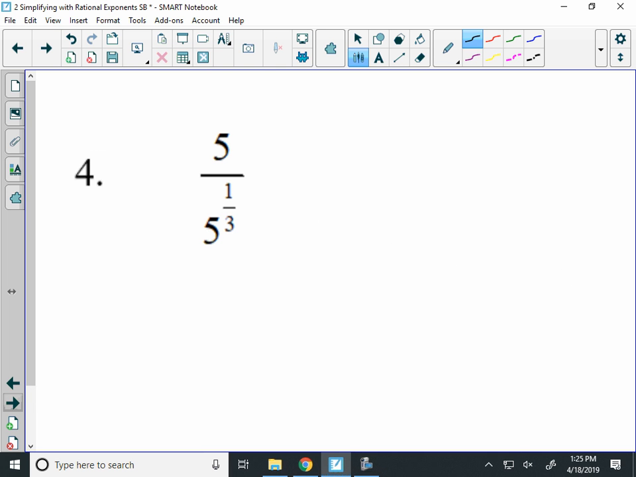5 over 5 to the 1/3. Now, it's kind of hard to see, but that's your fraction line. What is the exponent on this top 5? 1. All right. What am I going to have to do with the 1 and the 1/3? Subtract them. Now, I know you can do that one in your head, but I'm going to rewrite it so we see it. I have to change this to have a common denominator, to be 3/3. Well, what is 3/3 minus 1/3? 2/3. That's actually the whole thing. 5 to the 2/3.